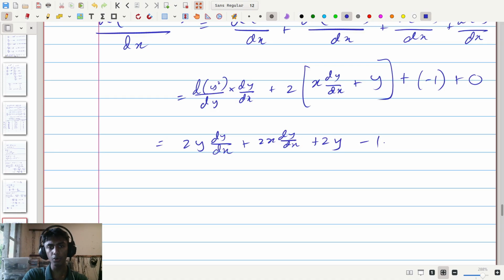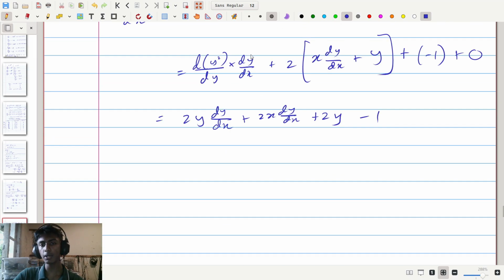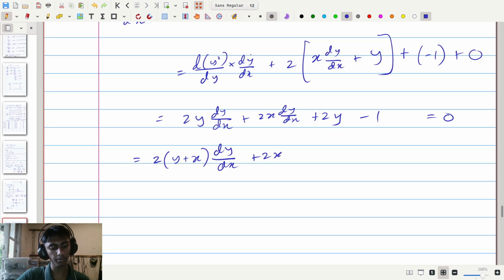This is the derivative expression we get when we differentiate g of x, y with respect to x. Since we would generally have this equal to 0 on the right side when finding the function, the derivative is also equal to 0. So what we really have is 2y times dy by dx plus 2x times dy by dx, which can be written as 2 times (x plus y) dy by dx, plus 2y, minus 1 equal to 0.